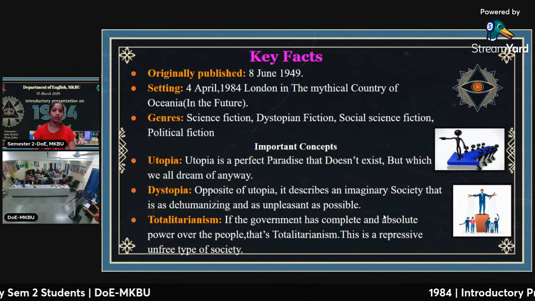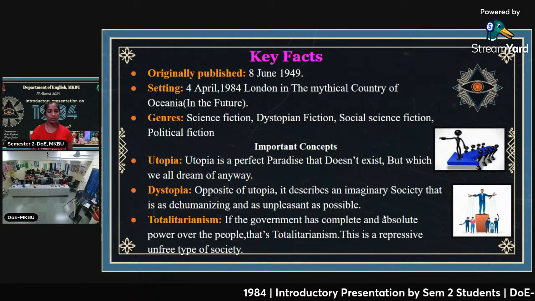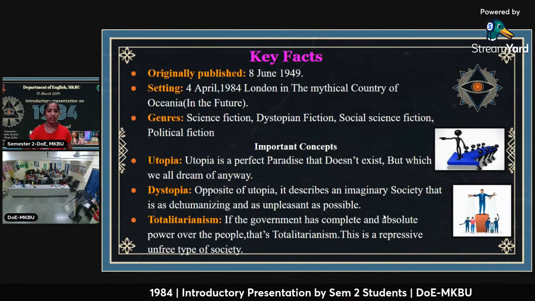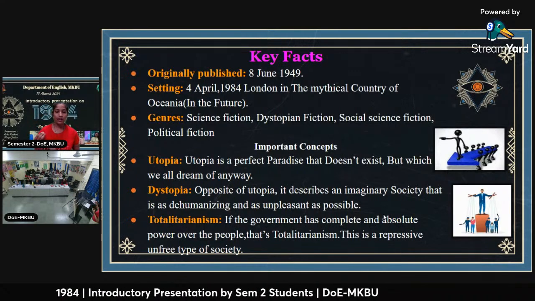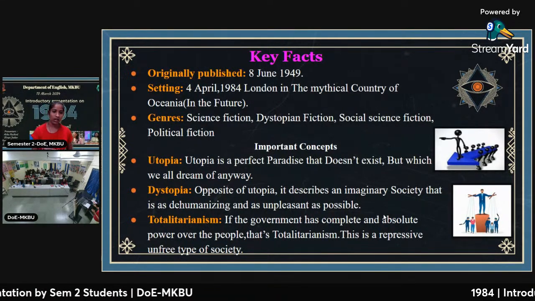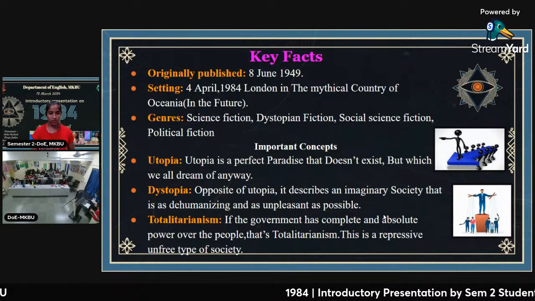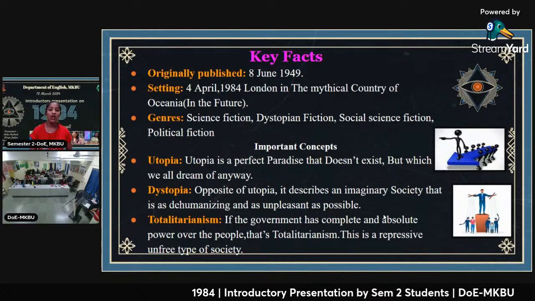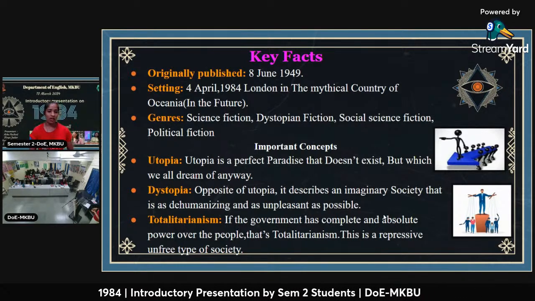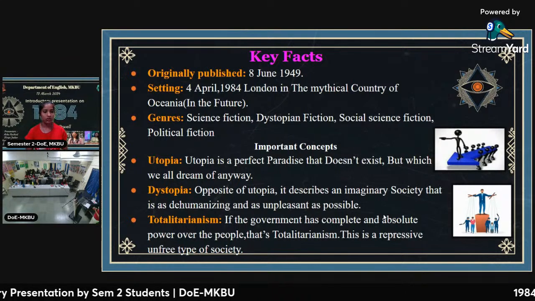Then we come forward to the introduction of the novel. It was originally published on 8 June 1949, and it is set in 1984 London in the mythical country of Oceania. The genres are science fiction, dystopian fiction, social science fiction, and political fiction. There are three important concepts of this novel.